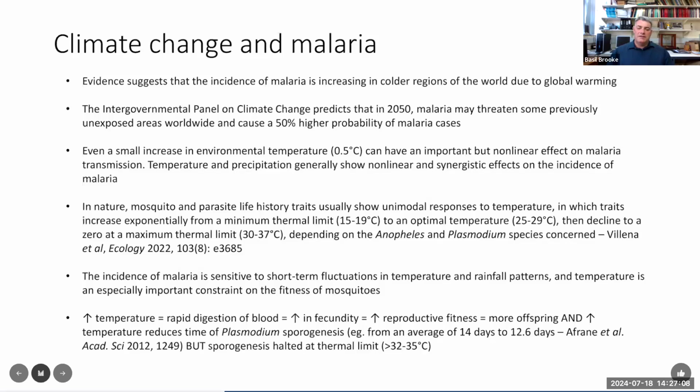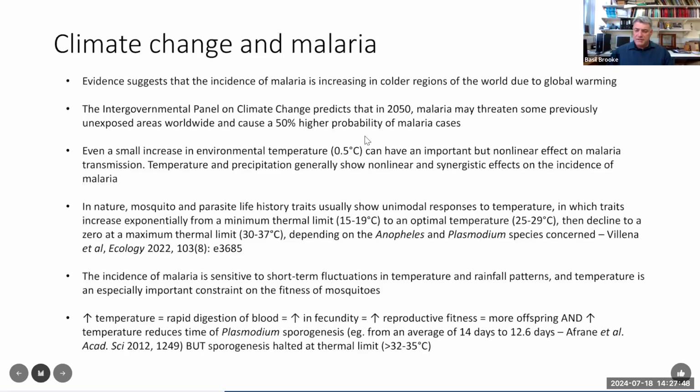Generally speaking, what we found is that the life history traits of the parasites and mosquitoes have this kind of unimodal response to temperature, where they can increase their fecundity exponentially from a minimal thermal limit. As you can see, they're tropical animals, so they don't do well at temperatures under 15 degrees. Of course, we have low temperatures here on the Highveld, and in most areas of the country during the winter months, which is what protects us from these Anopheles mosquitoes.